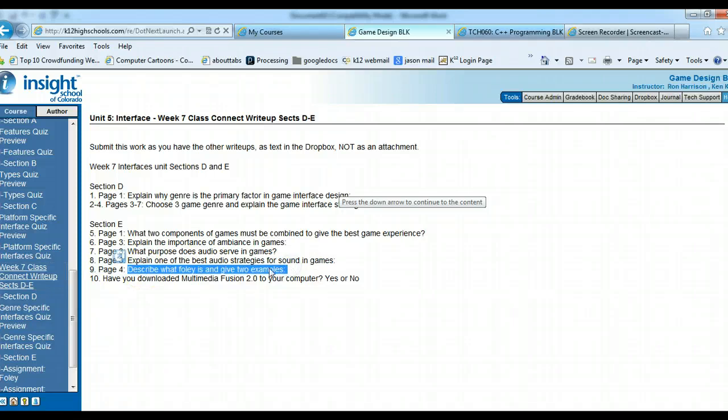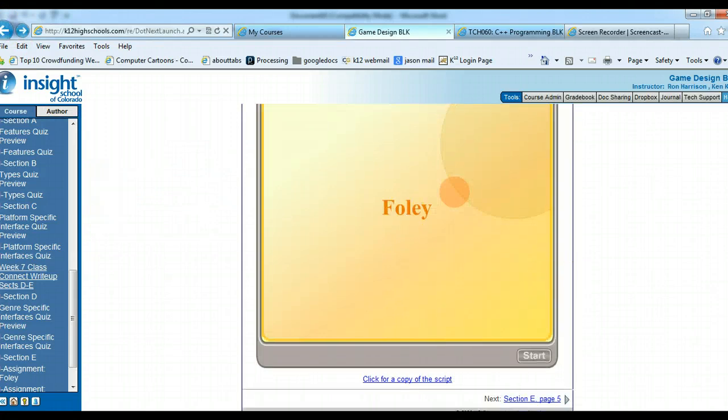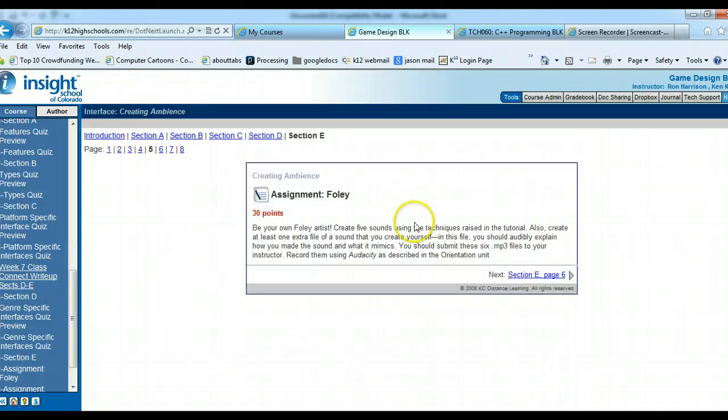Describe what Foley is. We just talked about that. And then, have you downloaded Multimedia Fusion? Yes or no? Well, after we get past this Foley slide, so this talks about Foley.